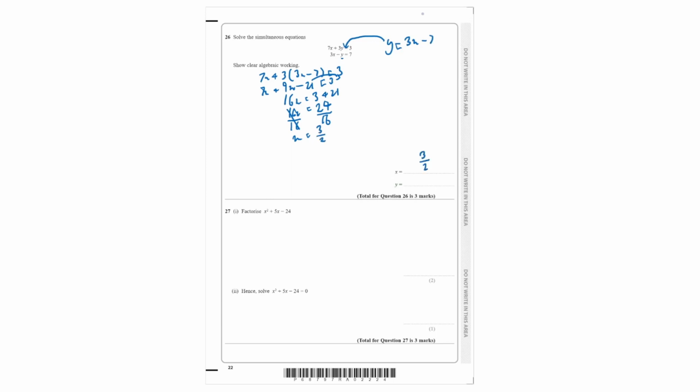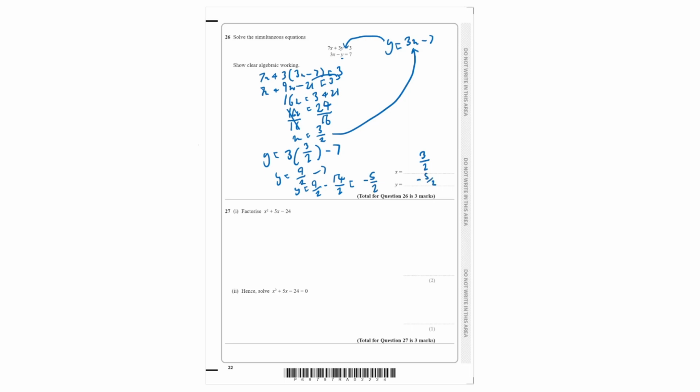And now that we have what x is, we can substitute it into this equation to find out what y is. y is equal to 3 times 3 over 2 minus 7. That means y is equal to 3 times 3, that is 9 over 2 minus 7. We can rewrite 7 as 14 over 2. And that means we have 9 minus 14, that gives us negative 5 over 2. y is equal to negative 5 over 2.